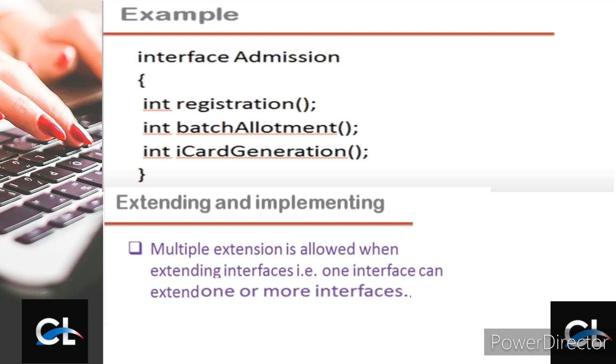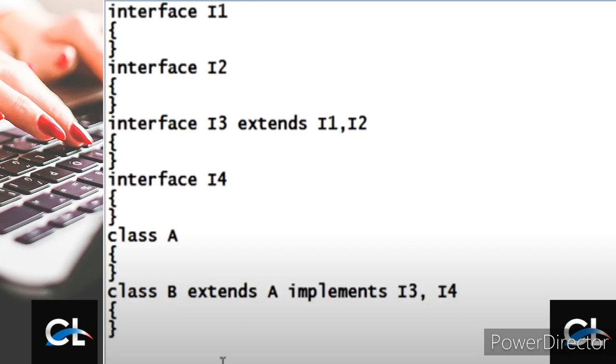Let me explain this one with an example. First one, I1. I1 is an interface, with opening and closing brackets. This is the body of this interface. Maybe a few variables or a few methods are declared there as prototypes. Interface I2 is the same. Then interface I3.